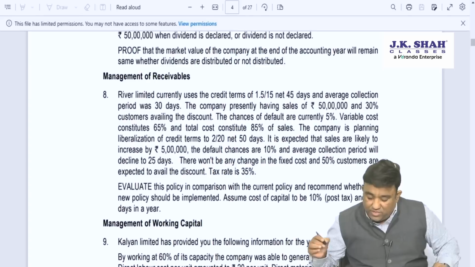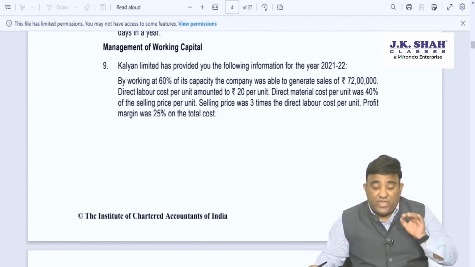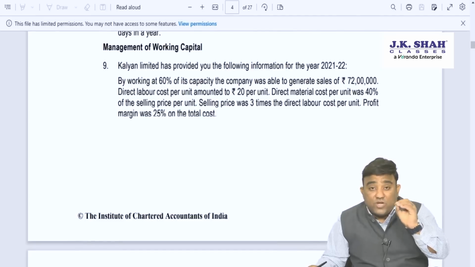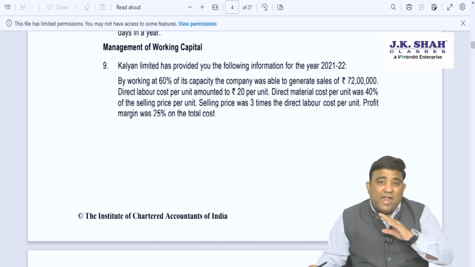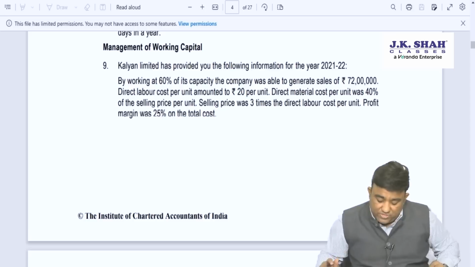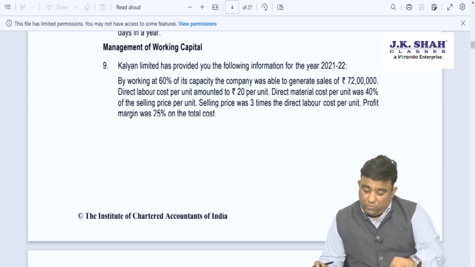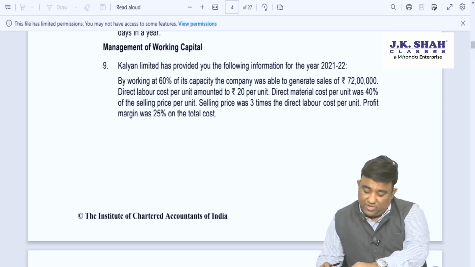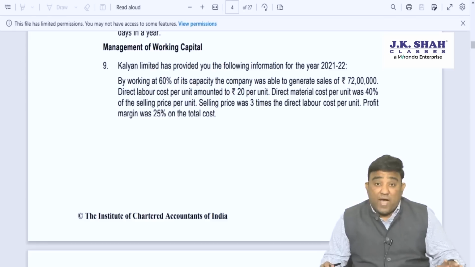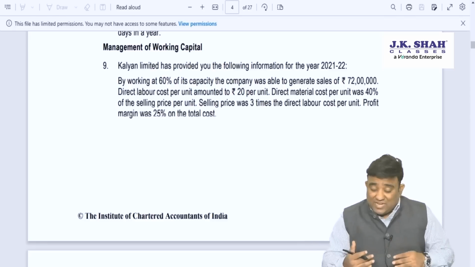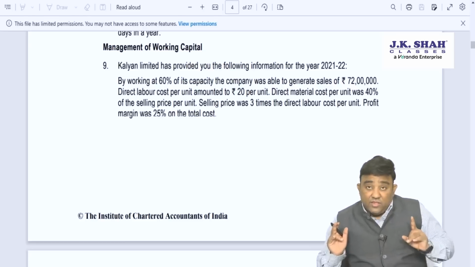So 9 is something very, very challenging. Believe me, beautiful, mathematically drafted question. Believe me, logic and mathematics at par. Check out. Kalyan Limited has provided the following information for the year 21-22. By working at 60% of the capacity, company is able to generate a sale of 72 lakh. Imagine the language, the way it is started.